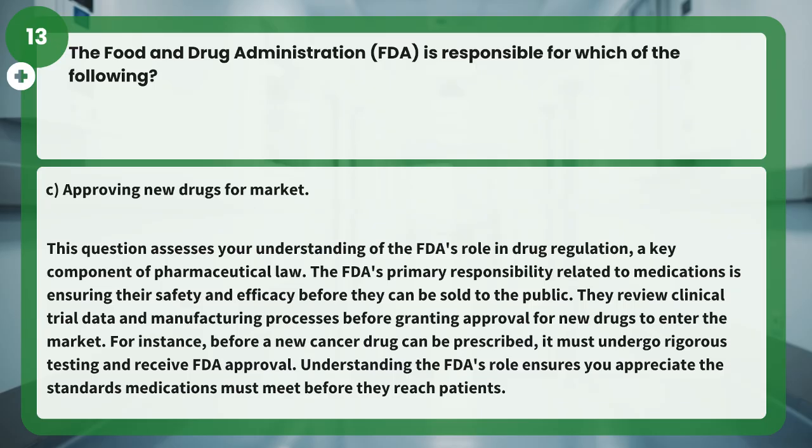This question assesses your understanding of the FDA's role in drug regulation, a key component of pharmaceutical law. The FDA's primary responsibility related to medications is ensuring their safety and efficacy before they can be sold to the public. They review clinical trial data and manufacturing processes before granting approval for new drugs to enter the market. For instance, before a new cancer drug can be prescribed, it must undergo rigorous testing and receive FDA approval. Understanding the FDA's role ensures you appreciate the standards medications must meet before they reach patients.